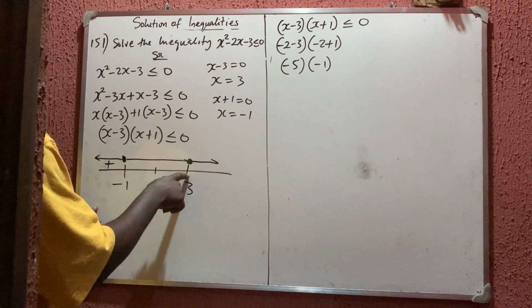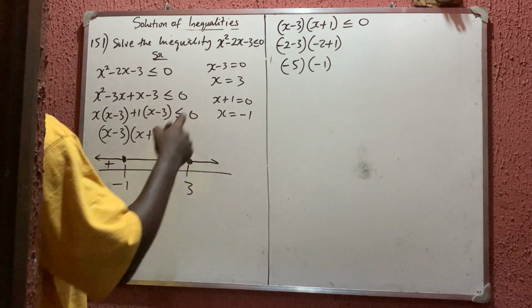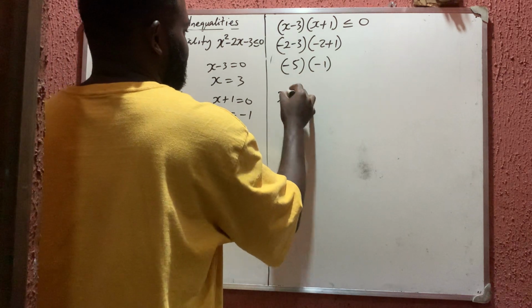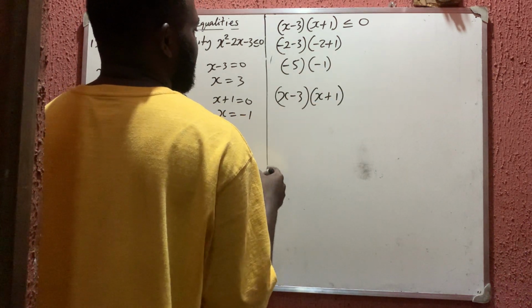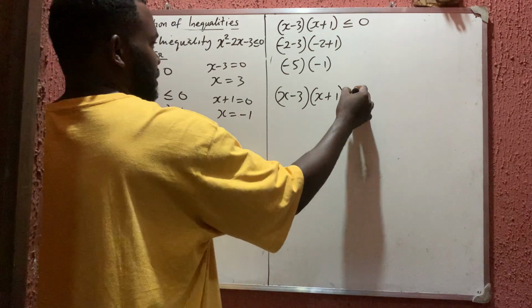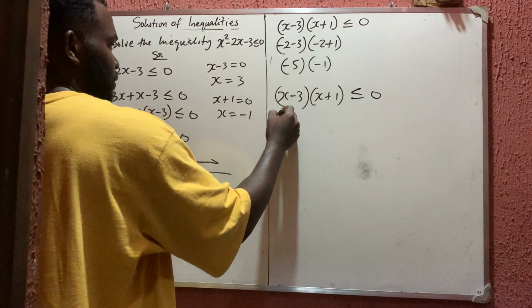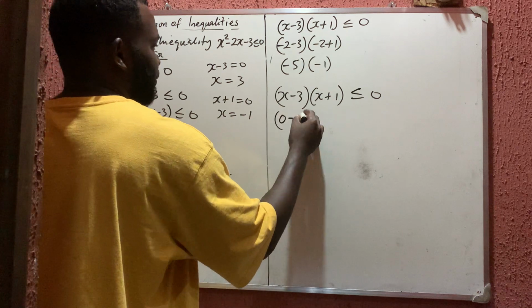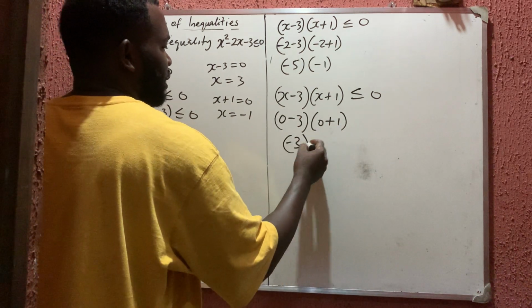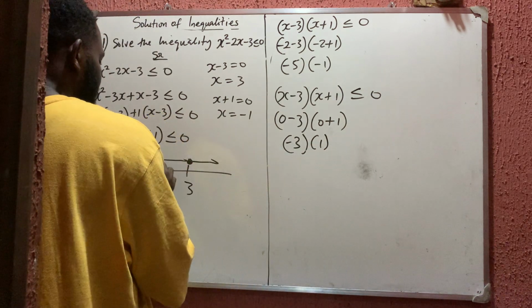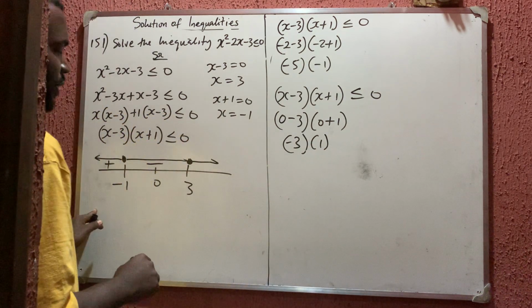Okay. Let me check in between these two. In between these two is 0. So if I check 0, x minus 3 and x plus 1, let's check if I'm going to get anything negative. So 0 minus 3 and 0 plus 1. This two is giving me minus 3 and this two is giving me 1. So I'm getting a negative answer here. I have negative here. All right.